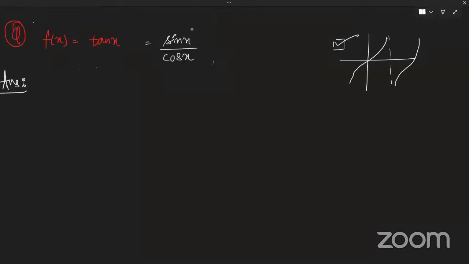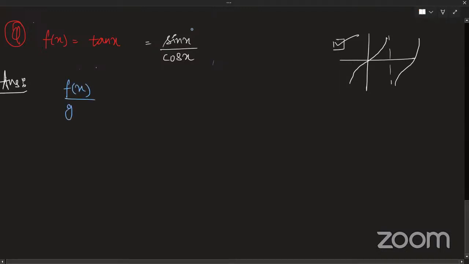Yesterday we were discussing continuity. I had told you that for one function divided by another function, if f of x and g of x both are continuous, then f of x divided by g of x, taken as a whole function, is continuous only if the denominator is not equal to 0. Can you tell me what will happen if the denominator is equal to 0?